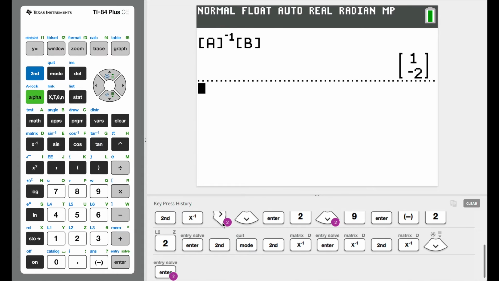And then I'm going to press enter, and it's going to give me a vector 1, negative 2, and I'm actually going to write this on my paper.